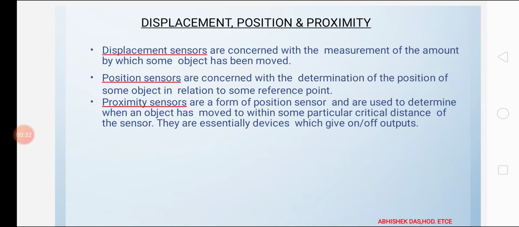Number 1, displacement sensor, which is used to measure the amount by which some object has been moved. Next one, position sensor, which is used to determine the position of an object. Proximity sensor. These are used to determine when an object has moved to within some particular critical distance of the sensor.